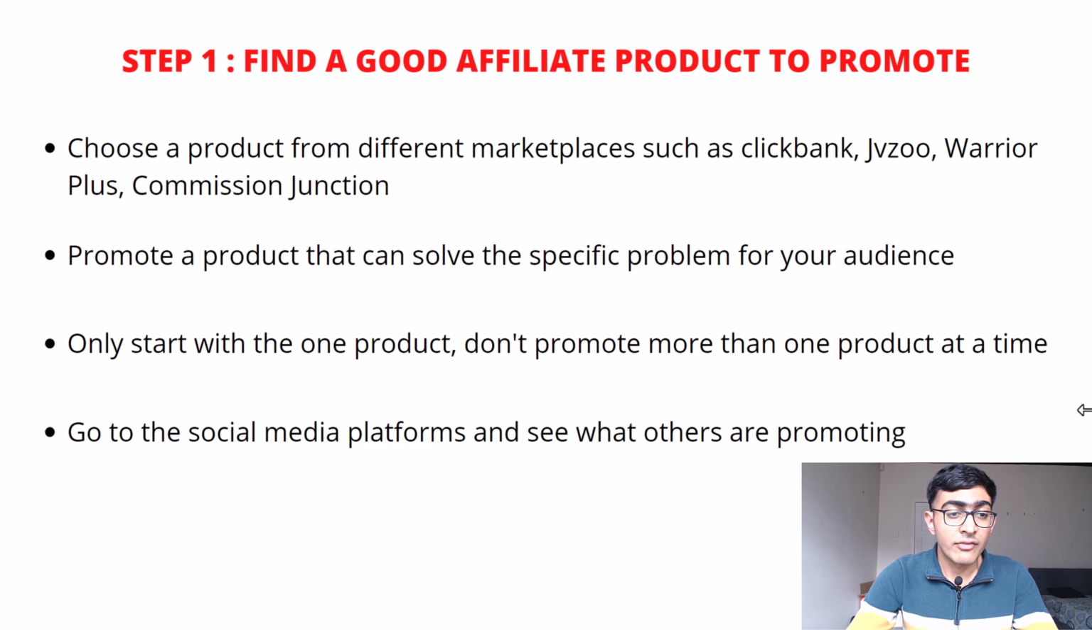And if you are a beginner affiliate marketer, then I highly recommend you start with only one product. Don't promote more than one product at a time. At the front end, you just need to focus on promoting one product. So build your funnel and your email automation to promote only one product. And if you want to promote more products, then you can promote them on the back end, but not in the front end.